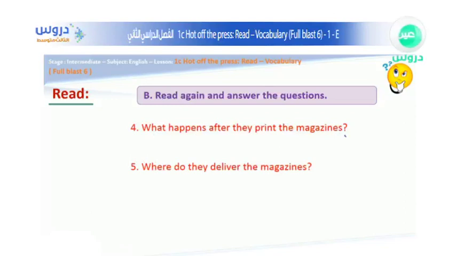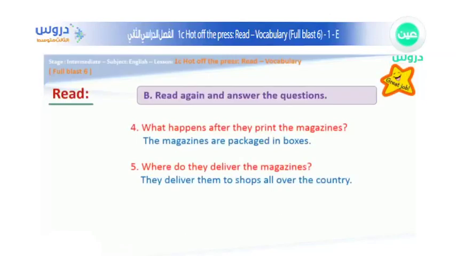What happens after they print the magazine? They are packed inside boxes and they are sent to shops everywhere. Where do they deliver the magazines? They take them to shops all over the country.